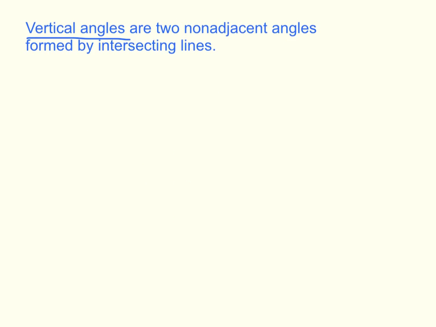The last vocab word is vertical angles. Vertical angles are two non-adjacent angles, they're not next to each other, formed by intersecting lines. A lot of people want to think vertical angles are across from each other. And while they are, not all angles across from each other are vertical angles. So I have two intersecting lines.